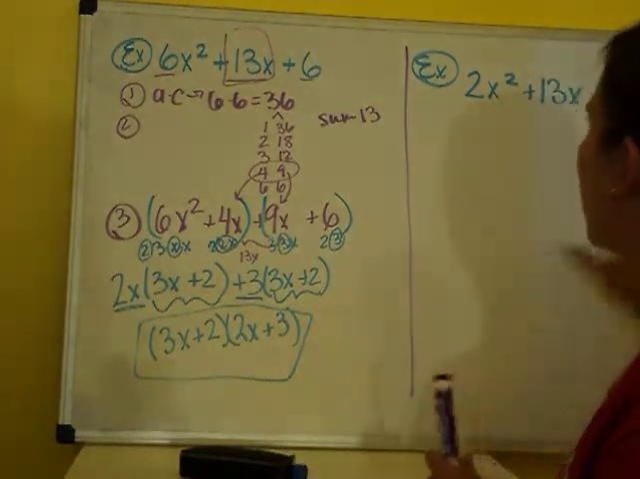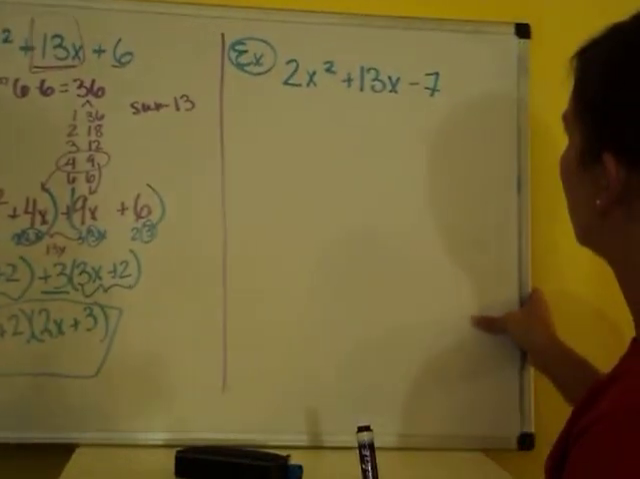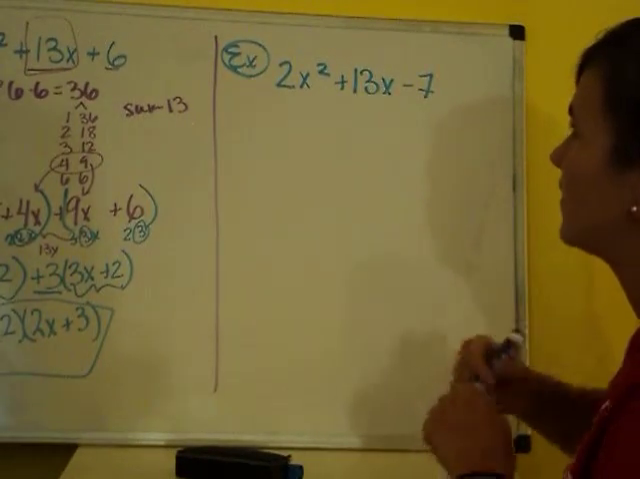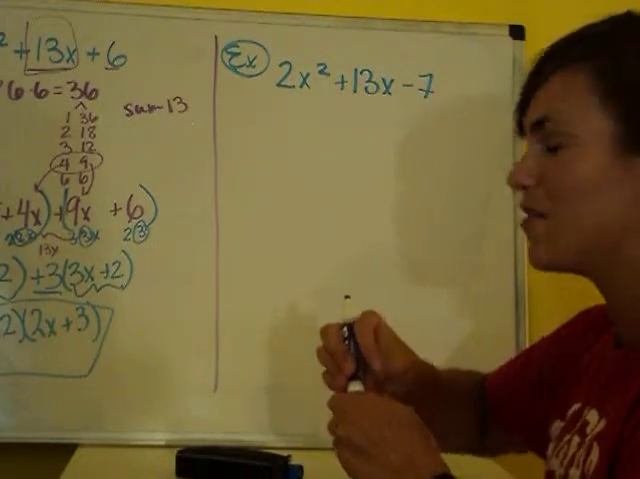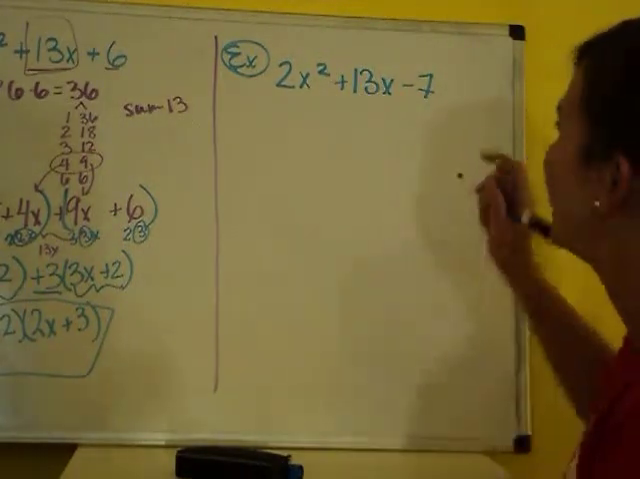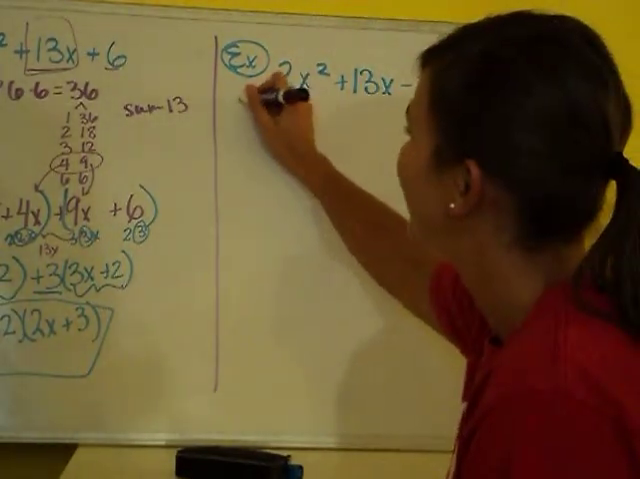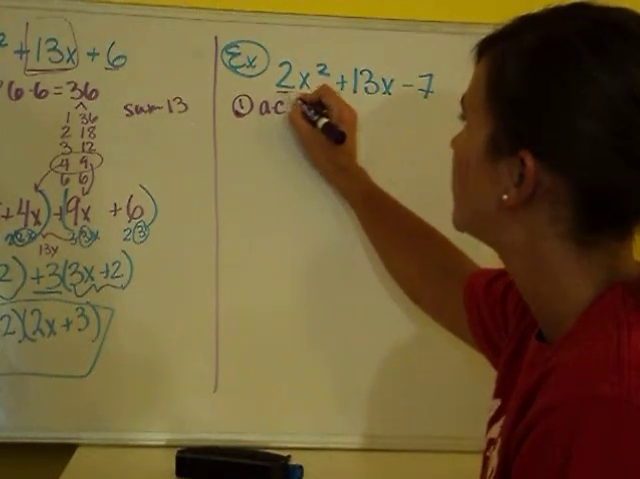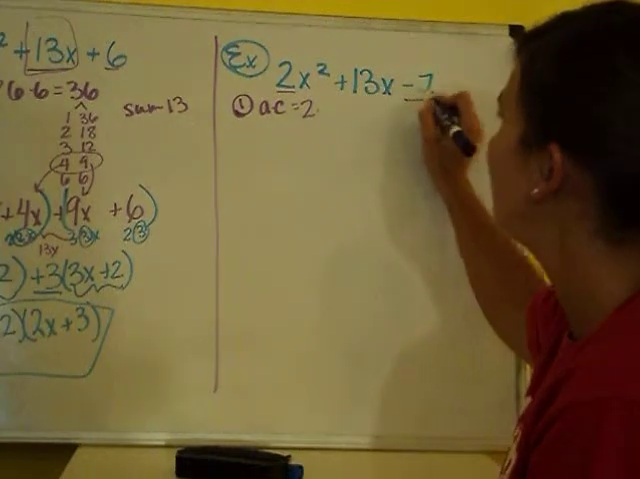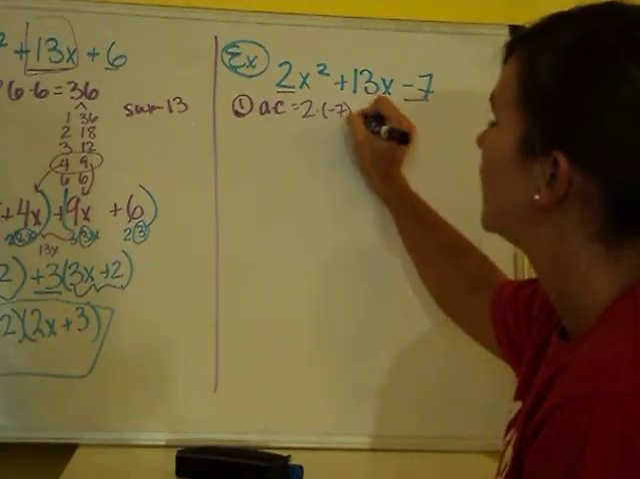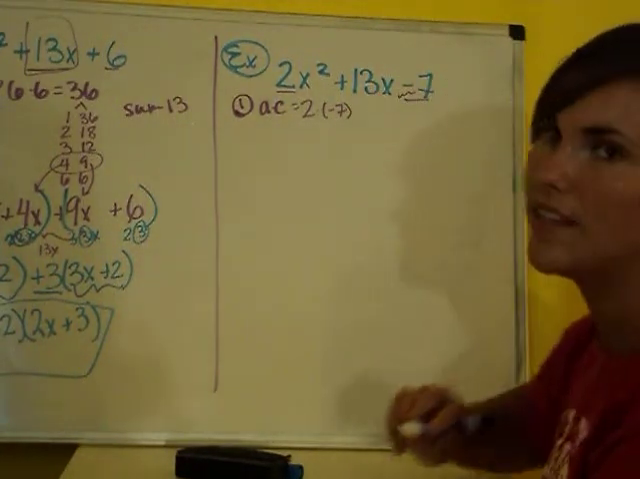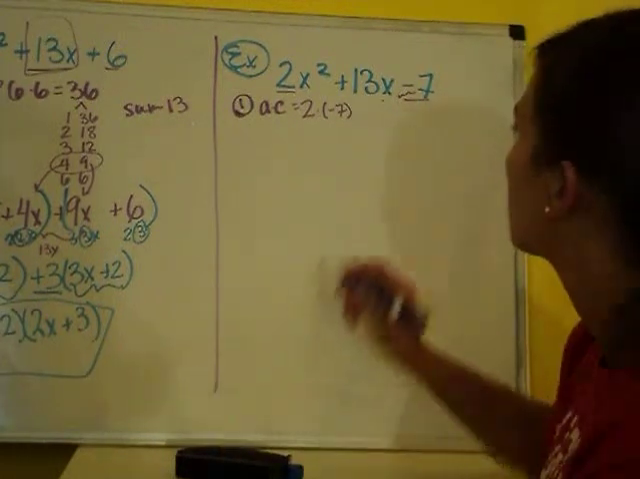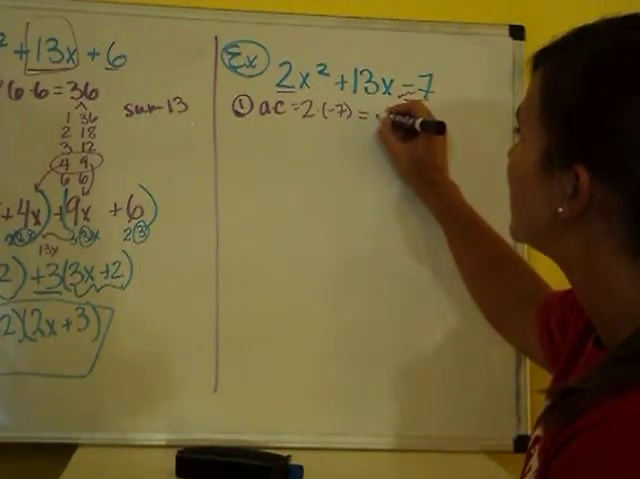Alright, let's do another one. Practice, practice, practice. Perfect practice makes perfect. I want to practice the right stuff. Okay, step 1. Find my A times C. My A is 2. My C is negative 7. You must include that sign. If you don't, it won't work. 2 times negative 7 is negative 14.